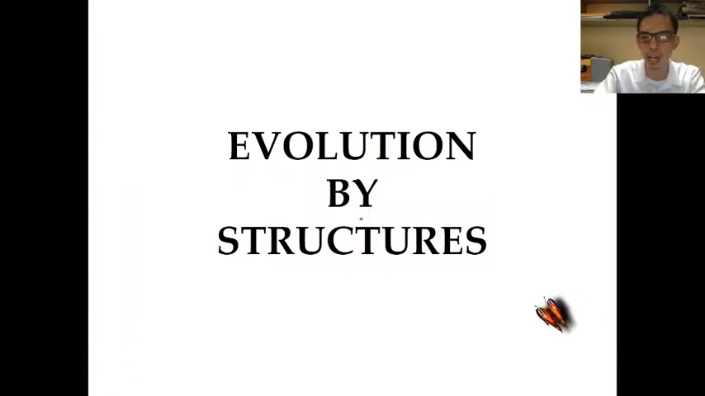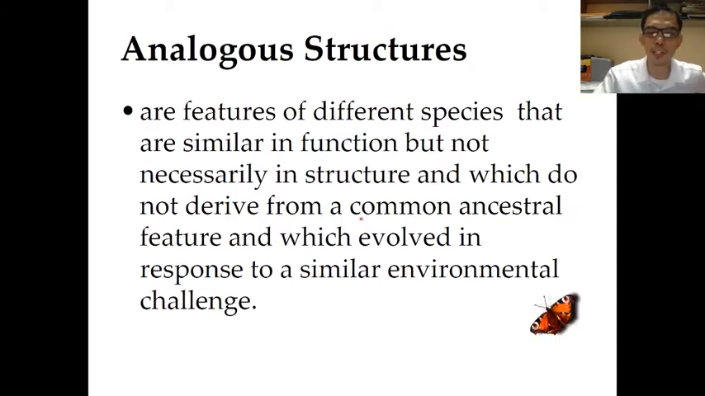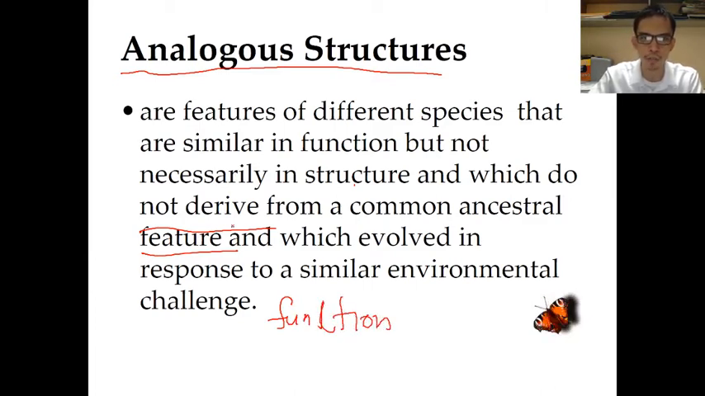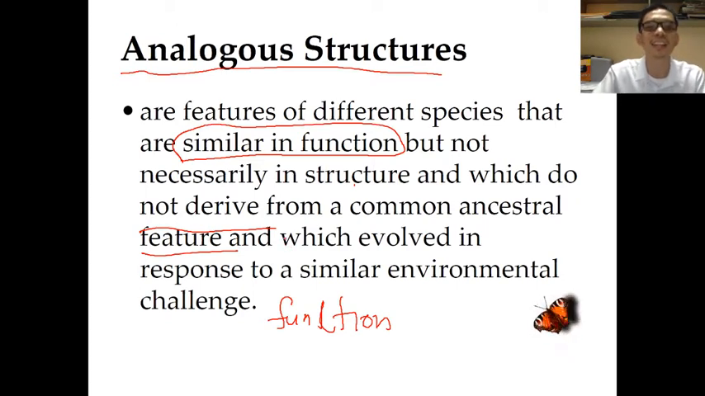So that's one part here that we were going to answer. How did those structures evolve? Let's start first with structures that are called analogous. Analogous structures are features of different species that are similar in function but not necessarily in structure, and which do not derive from one common ancestral feature. So these are structures with similar function, but different in appearance, or different in structure.